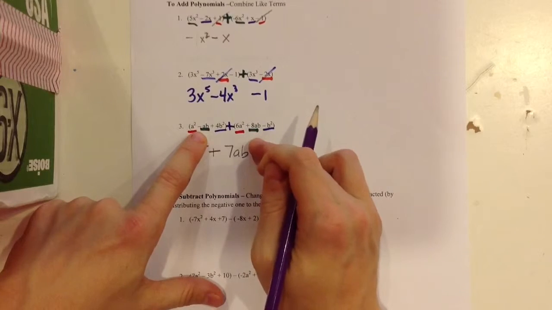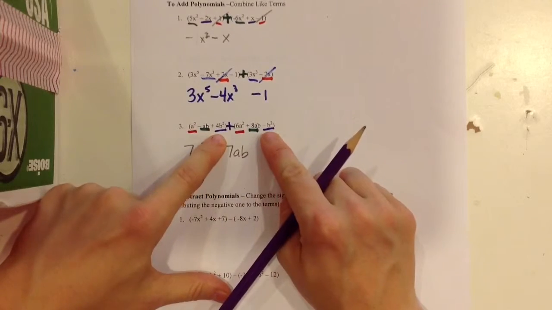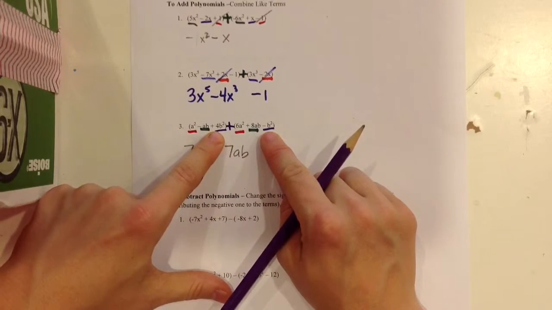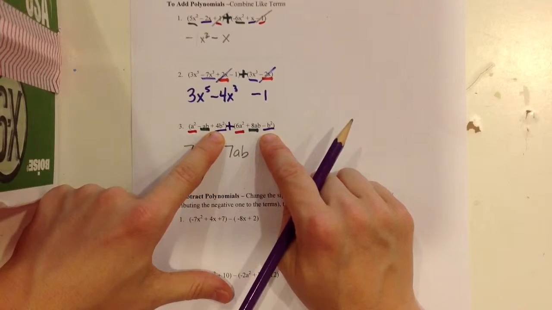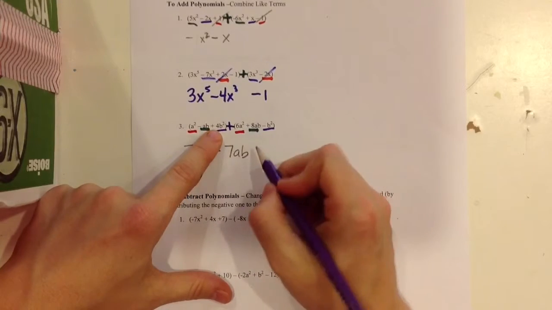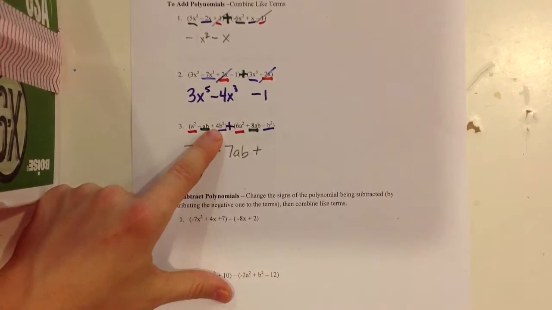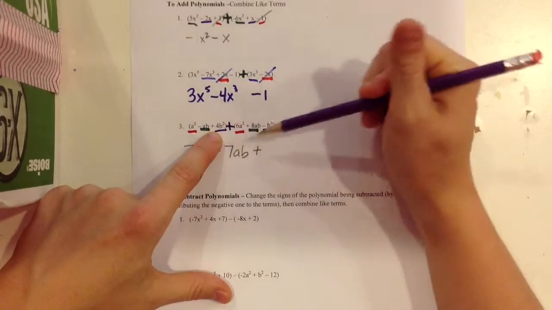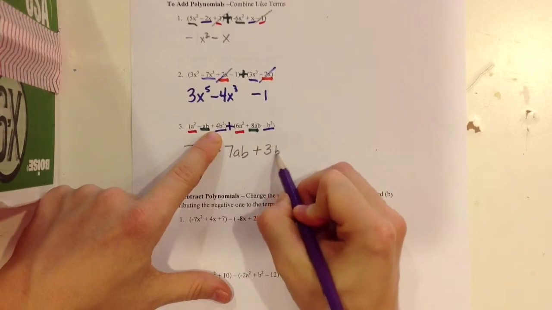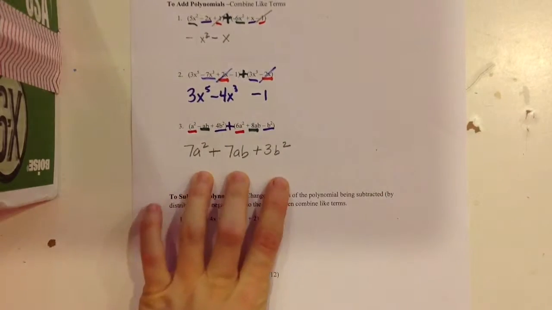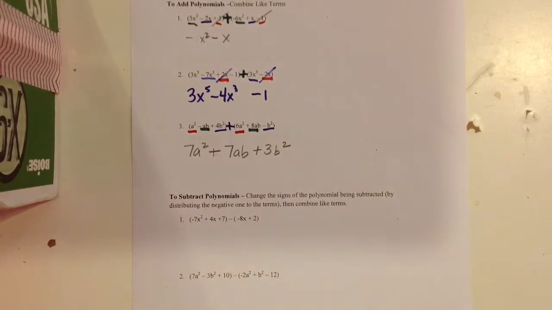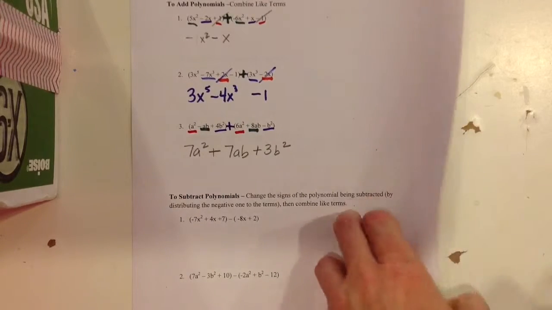Different signs, so I subtracted. For my B squares, I have a positive 4b squared and a negative b squared. So I have different signs. I'm going to subtract. Take the sign of the bigger number. The bigger number is positive, so I'm going to have a positive 4 minus 1 is 3b squared. Again, this is in simplest form because I have no other terms in common.